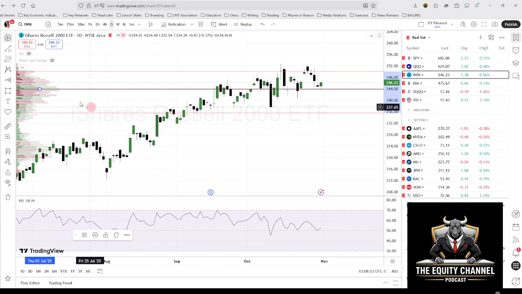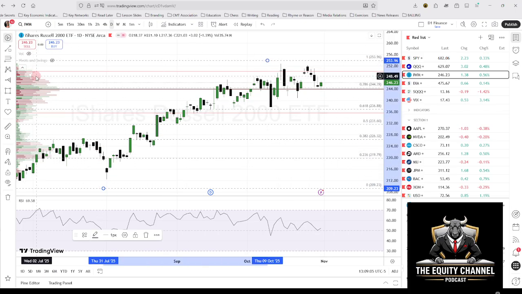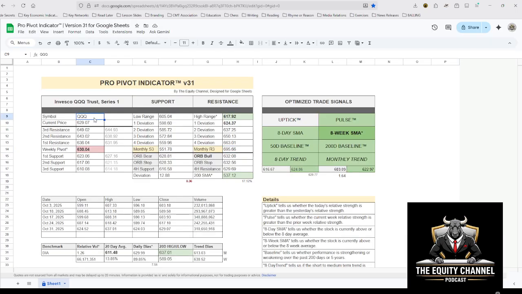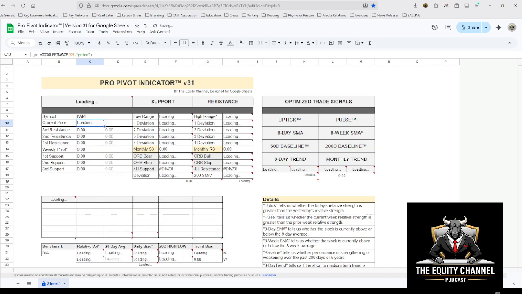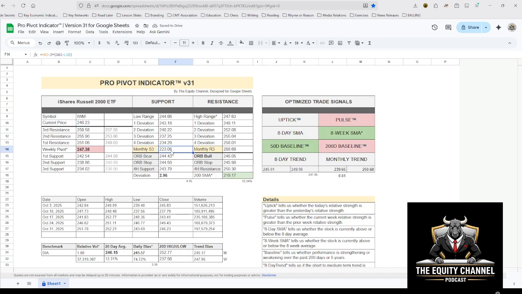All right, look at this. All right, just struggling to get above the value area high. Just a struggle there. Let's grab my Fibonacci's. All right, boom, boom. All right, just gonna lock those in. All right, IWM. Okay, monthly S3 and R3, we have 223.06 and 268.69. Right?